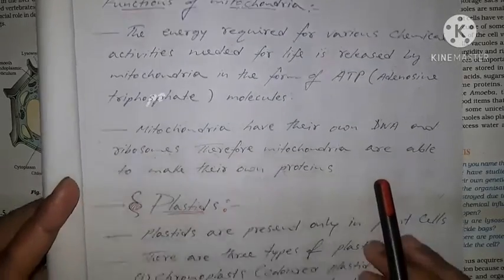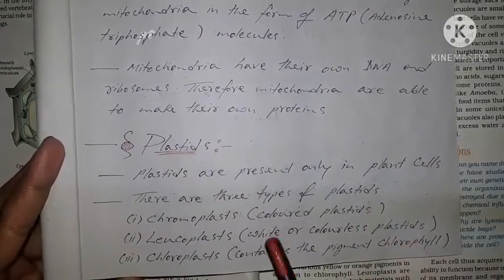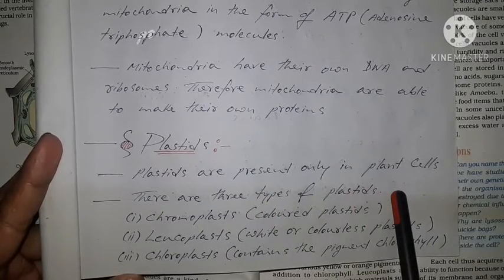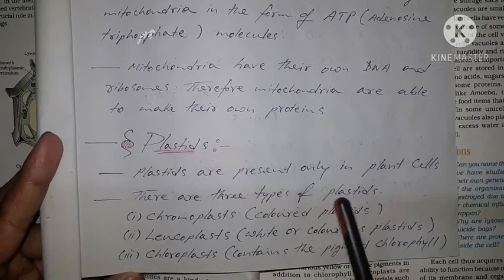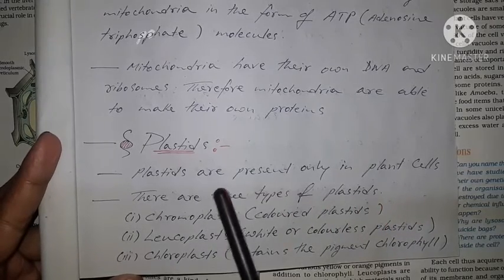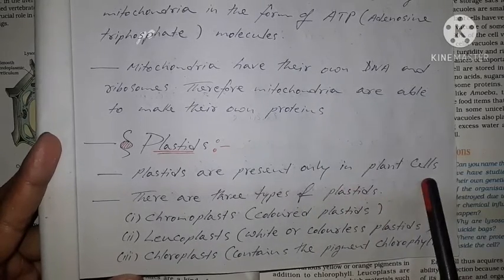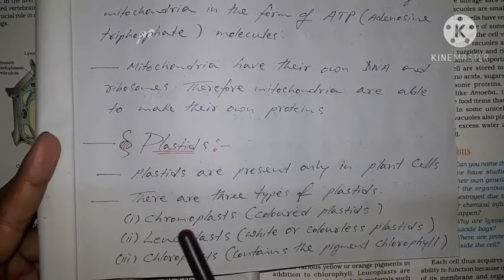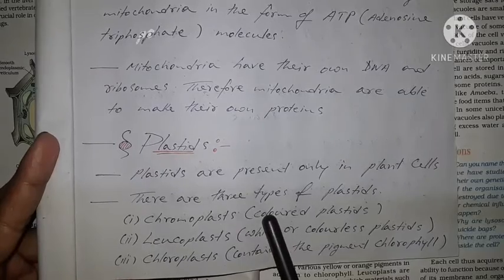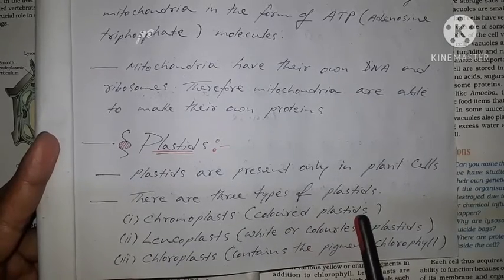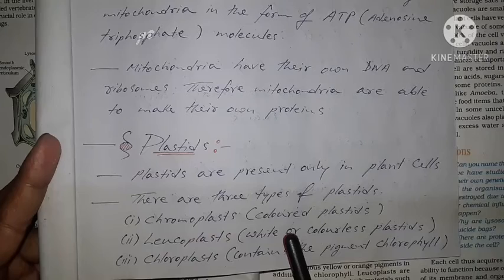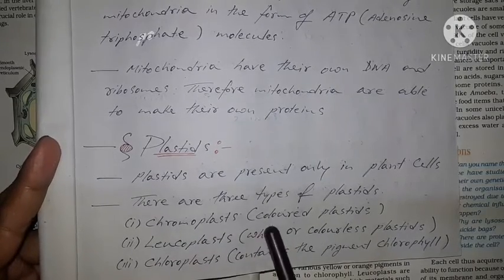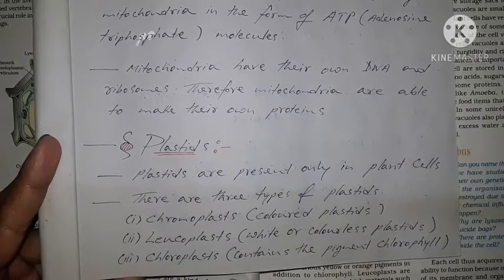Next we'll discuss the plastids. Plastids are present only in plant cells. In animal cells we do not find plastids. Basically there are three types of plastids. Number one is chromoplasts, also known as colored plastids. They are found in the fruits, flowers and the dying leaves of a plant.